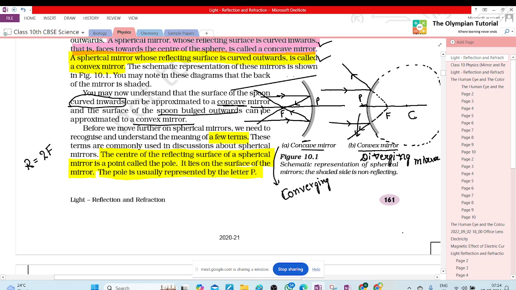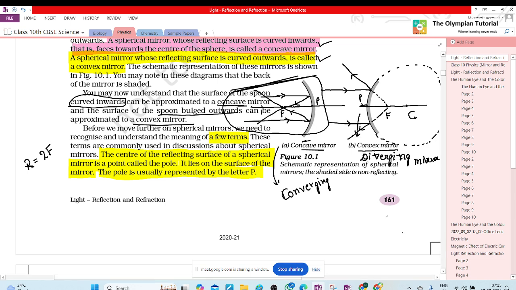For this one, a question is asked in the examination. Suppose a paper is kept at a point of a concave mirror, and it starts burning, then this point is known as focus. Sun rays are coming, the activity we have done. All sun rays are converged at a point, and this point is known as the focus of the concave mirror. Here the paper starts burning.